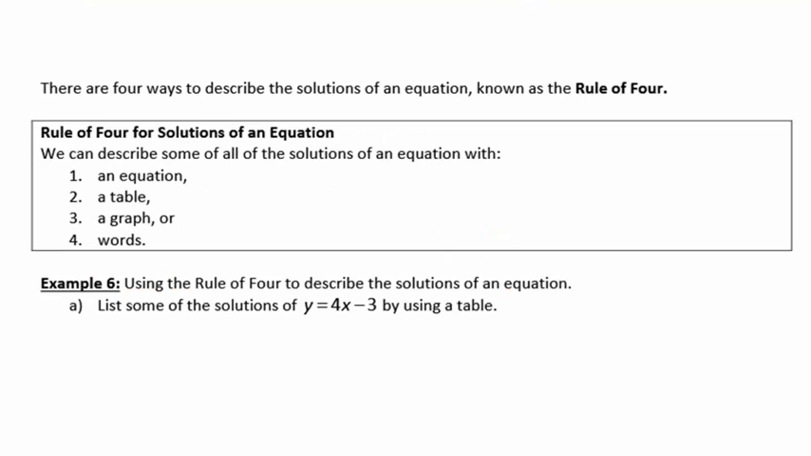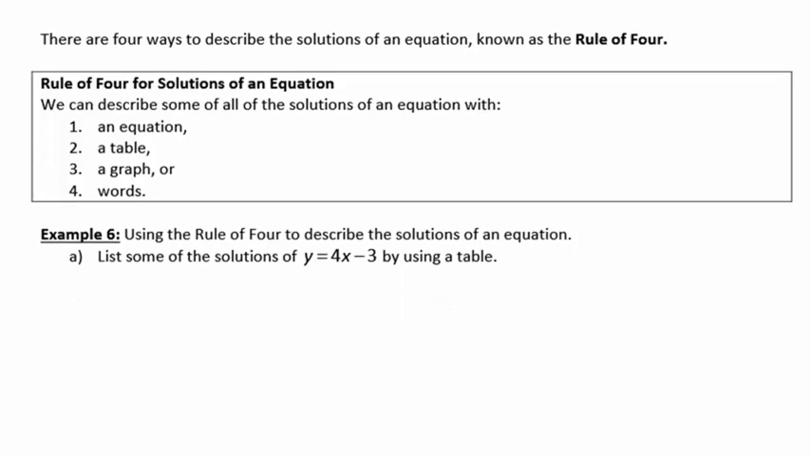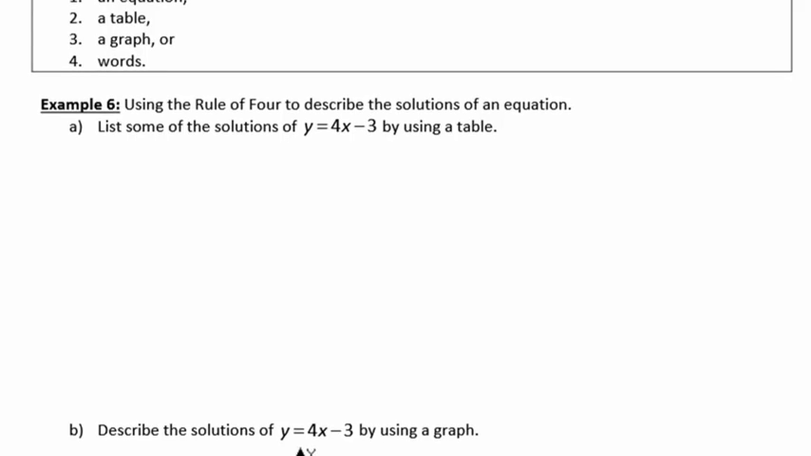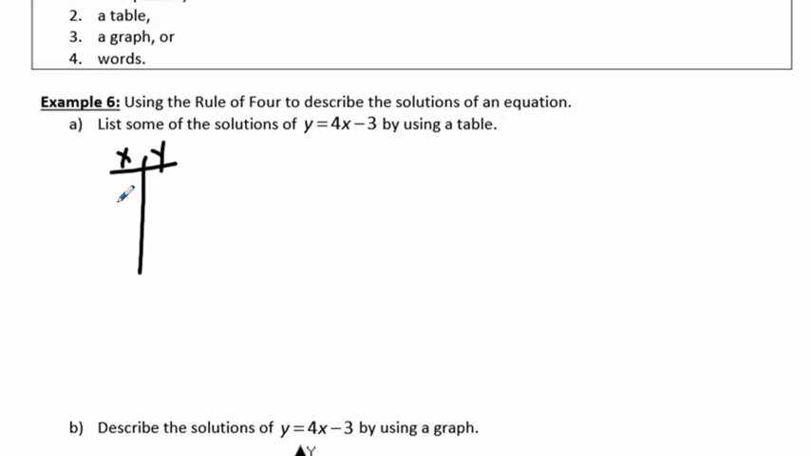There are 4 ways to describe the solutions to an equation. This is known as the rule of 4. You can describe the solutions using an equation, a table, a graph, or using words. So let's look at the first example here and describe the solutions using a table. So once again, we're going to choose any x value and find the corresponding y values.